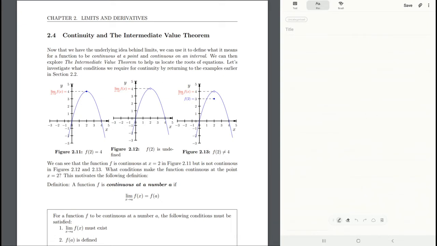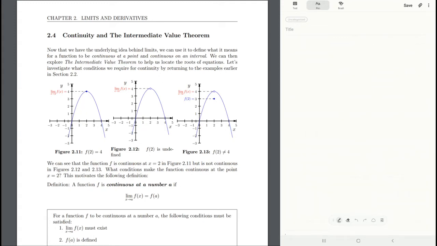In the last video, we looked at the different methods that we can use to solve certain types of limits. And now that we have an underlying idea behind limits and ways of calculating them, we can now use them to define what it means for a function to be continuous at a point and continuous on an interval. We can then explore the intermediate value theorem and its application of locating the roots.